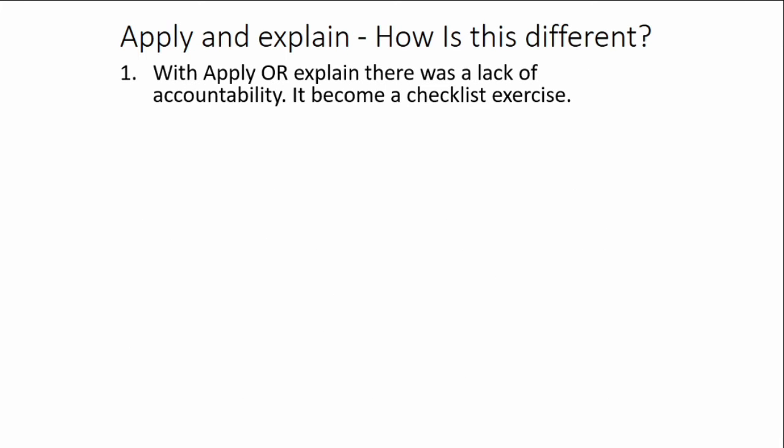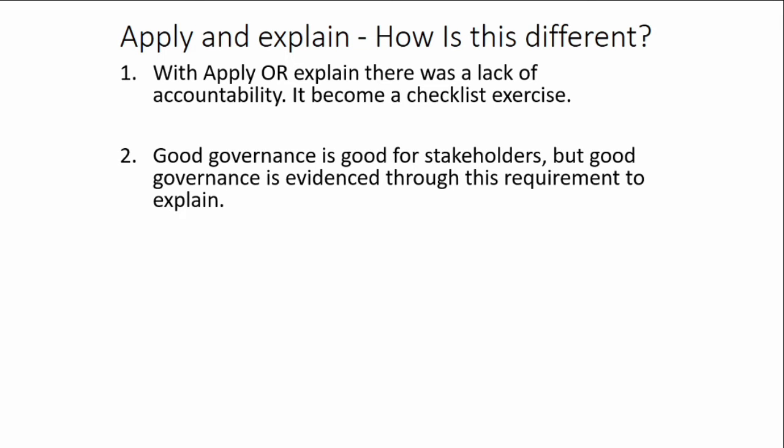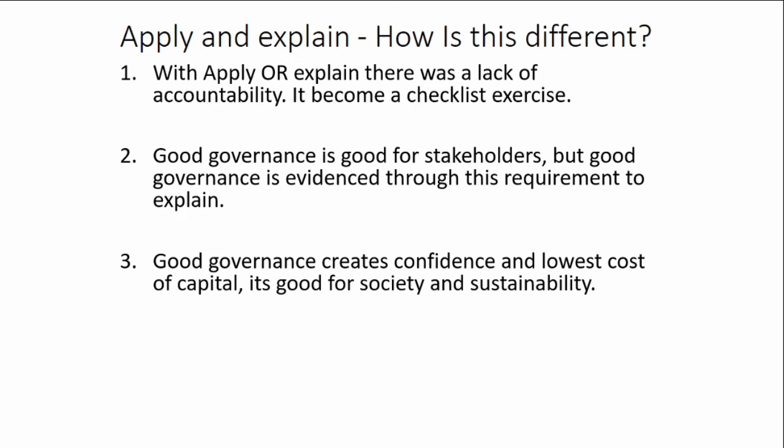As mentioned before, apply or explain had a lack of accountability and led to checklist applications. Good governance is good for all stakeholders, not just shareholders. And when the board of directors is required to explain how they met a requirement, it can result in a more profitable firm, more return on shares, but also it is for the benefit of all stakeholders. When an entity has a good governance record, it results in a decrease in the cost of capital, meaning that banks and other lenders are willing to lend the company more money at a lower cost. This can result in higher efficiencies and also result in the entity growing.